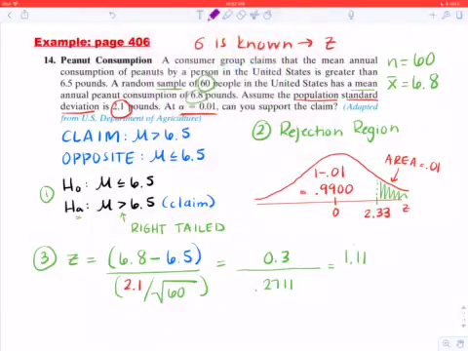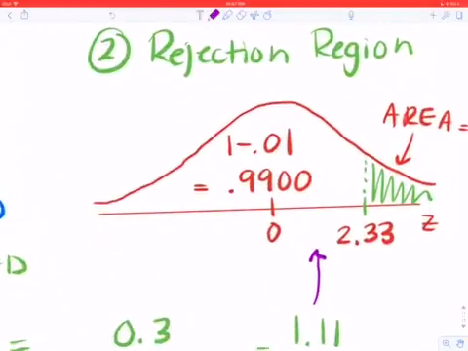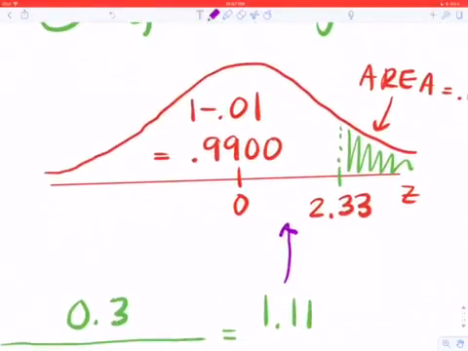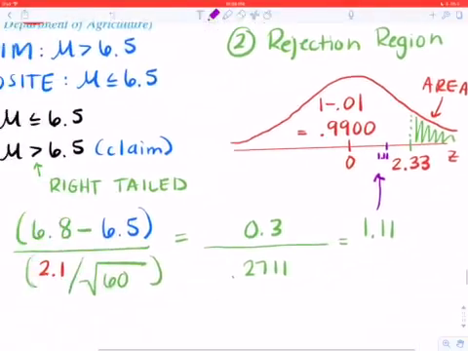Okay, so now remember how we make our decision. We take that calculated Z-score and we compare it to our rejection region. And this time, 1.11 is not in the shaded region because notice the shaded region is greater than 2.33, and 1.11 is somewhere back here. It's less than 2.33. Okay, so it is in the non-shaded region.